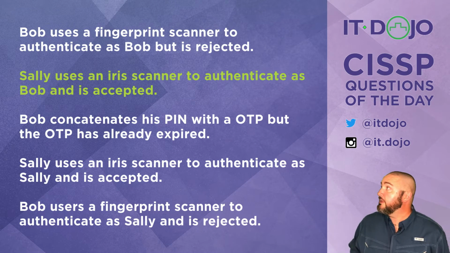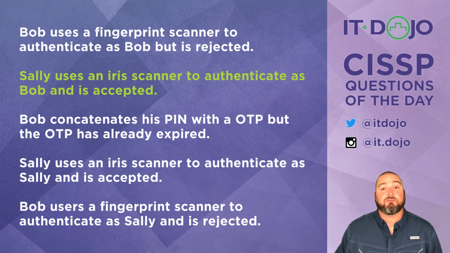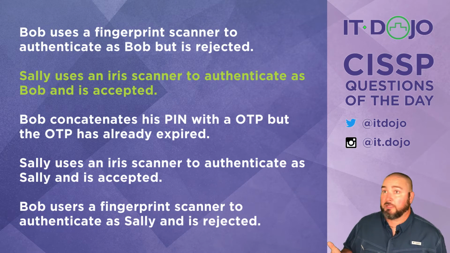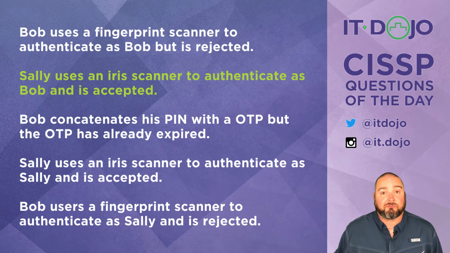Third option says that Bob concatenates his PIN with his one-time password, but the one-time password has already expired. Not biometrics. So that's an effort at 2-factor authentication, something you have and something you know, but not biometric in any way, shape, or form. So not considered one of the even remotely possible answers here.